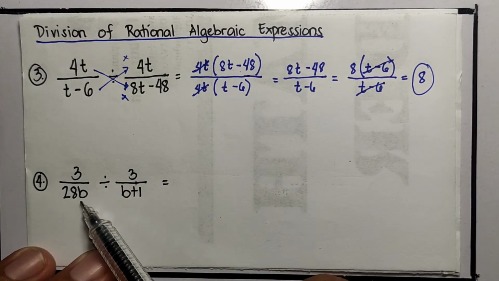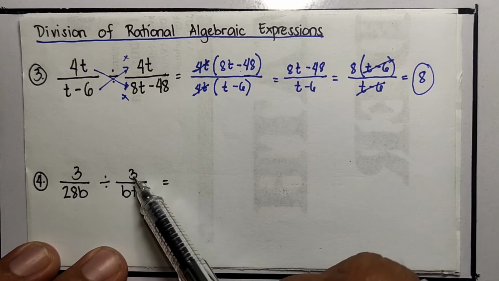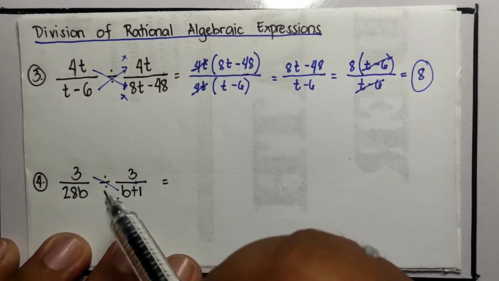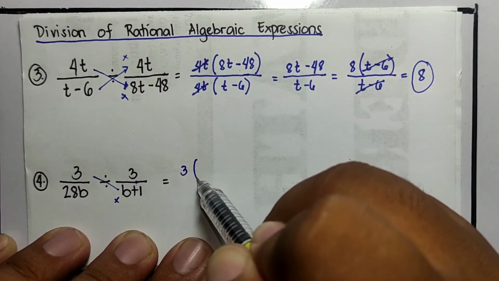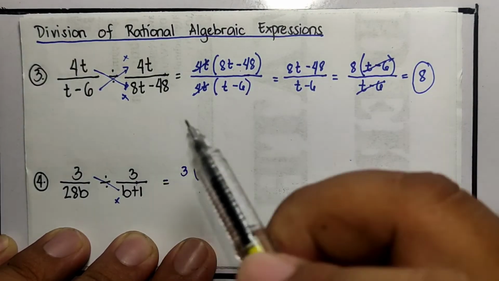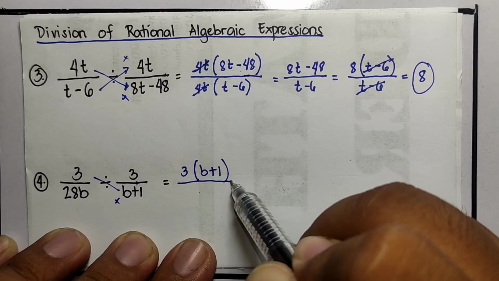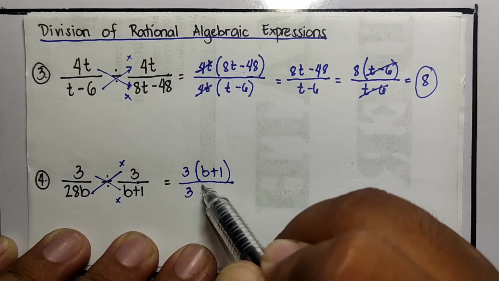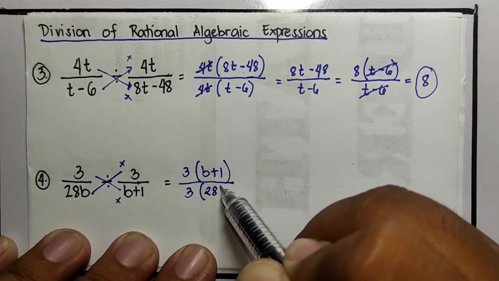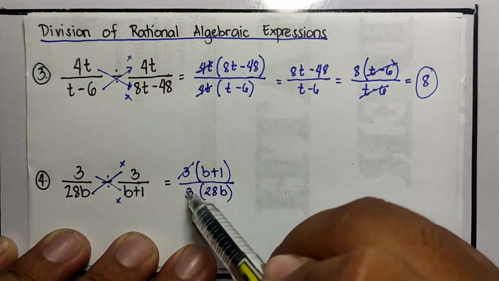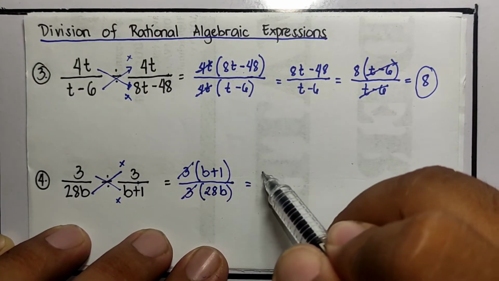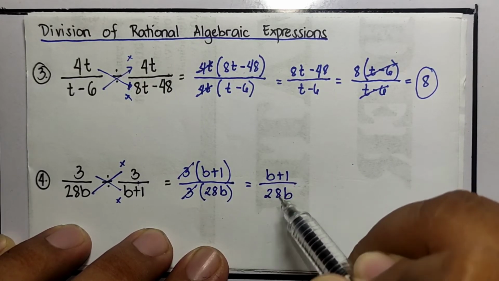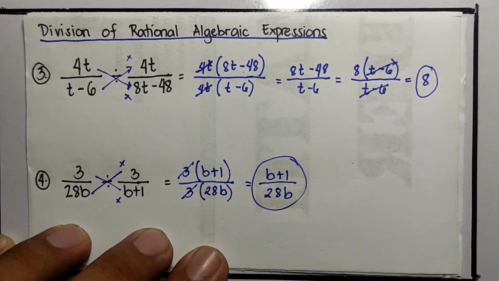Fourth example: 3 over 28b divided by 3 over b plus 1. Cross multiply: 3 times b plus 1 over 3 times 28b. Then factor out. We have b plus 1 over 28b, and this would be our quotient.